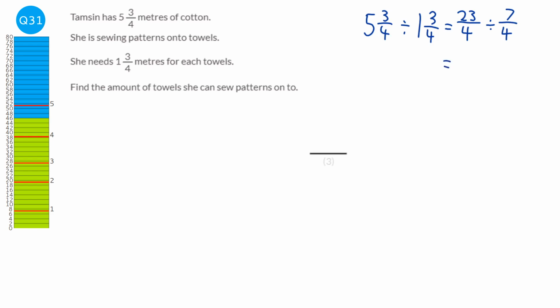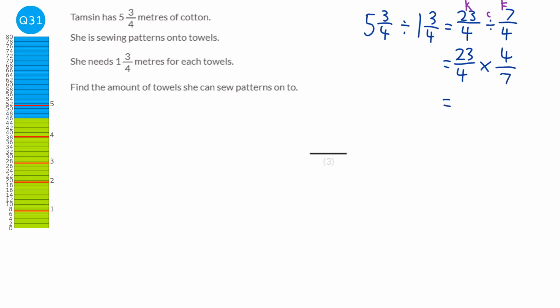Now a little trick here is KFC. We keep the first fraction, we flip the second fraction, and we change the divide sign to a times sign. So we're going to keep this first fraction as it is, change that divide to a times, and flip the second fraction.